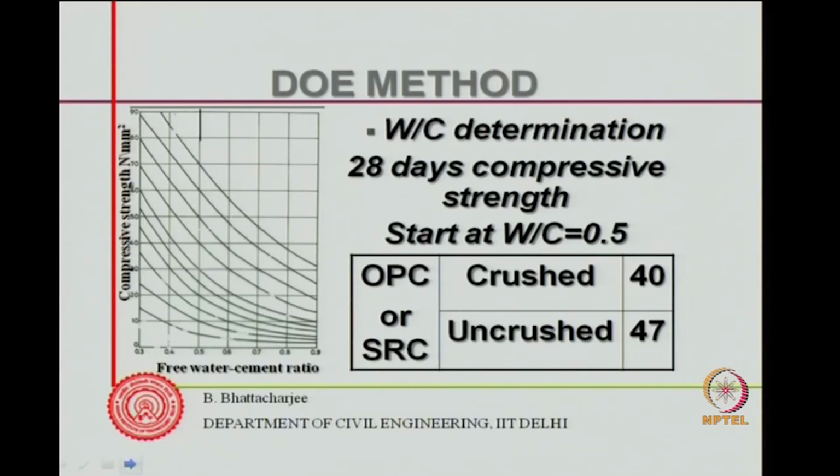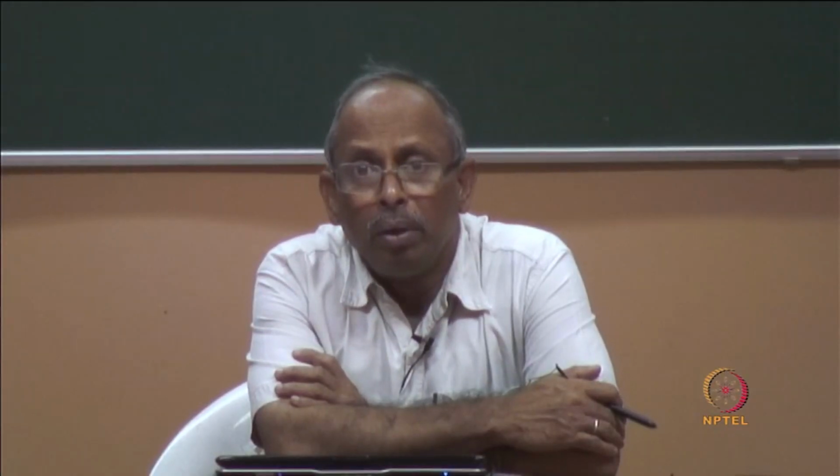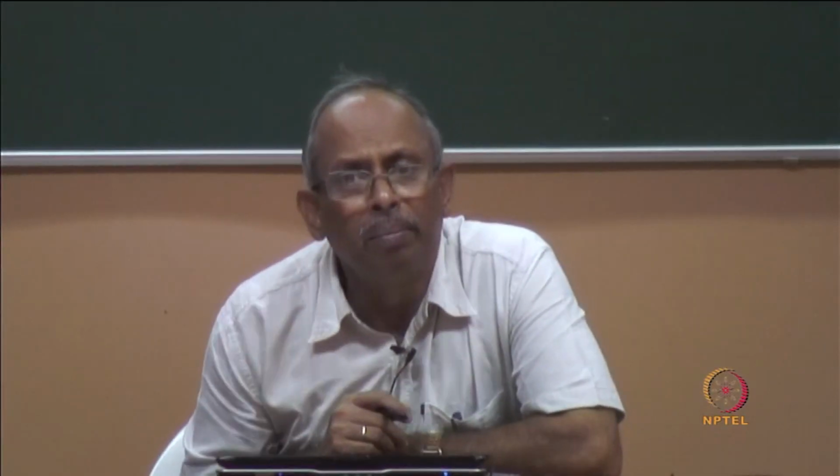So, for example, for OPC and SRC, sulphate resisting cement, if you have crushed aggregate, you might assume it to be 40 MPa. For uncrushed aggregate, you might assume the strength to be 47 MPa for the same water cement ratio, because this is largely due to packing related issues. However, such a thing will be valid only for UK conditions. This may not be valid in the Indian scenario, or any other scenario. So, if you want to start, you need not rely on this table.